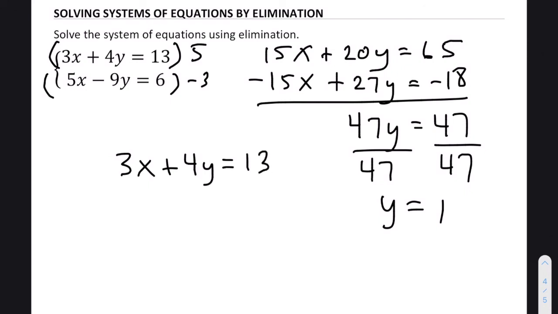And some of you might think, well, 13 is bigger than 6, but, well, 9 is bigger than 4, and 5 is bigger than 3. So I think either way we're safe in picking the first one, just because there's no negatives in it.